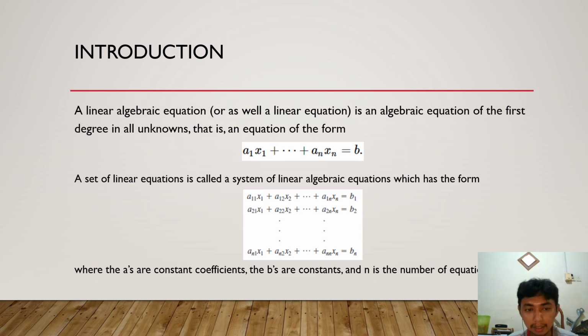And a set of linear equations is called a system of linear algebraic equations, which has this form. This system of linear algebraic equations, we can represent as a matrix, as we discuss in the next slide, where the a's are constants of coefficient, and b are constants, and n is the number of equations.